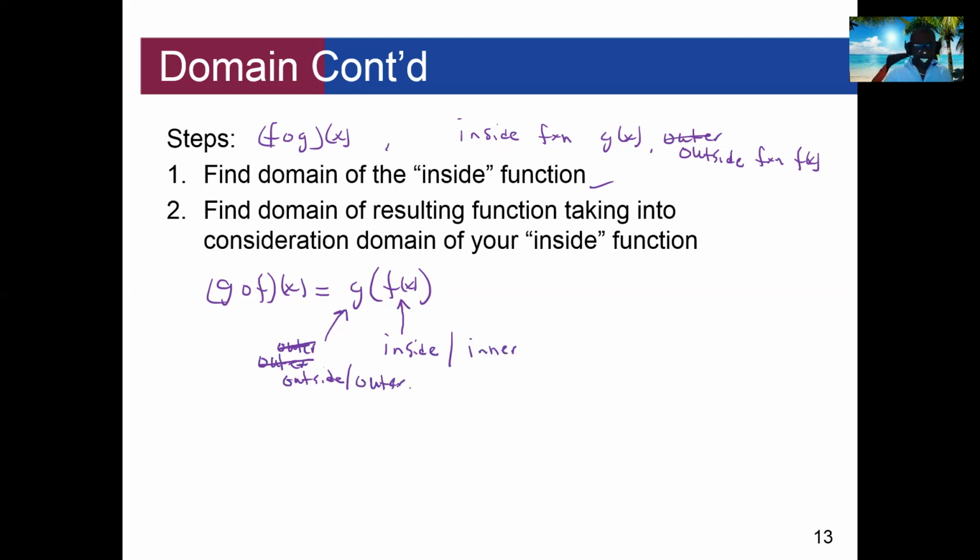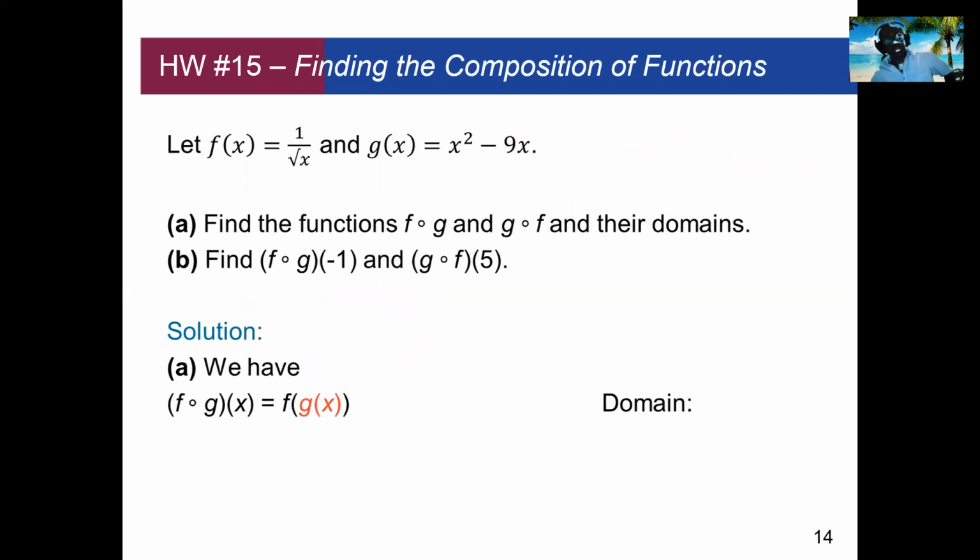All right, so now let's take an example, finding the domain of a composite function. This is similar to your homework question number 15: find the composite function and then what? And the domain. All right, so here we come with f of x is 1 over the square root of x, and g of x is x squared minus 9x. Okay, so first let's find these functions, f composed with g, and then g composed with f, and their domains.